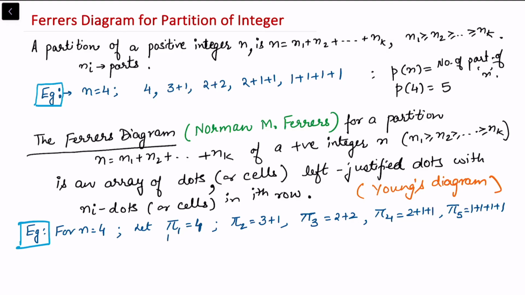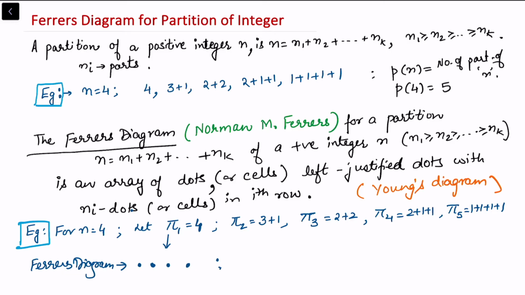Now say I want to draw the Ferrers diagram corresponding to this one. The definition says there have to be ni dots or cells in the ith row. So in the first row, since there is only one number here, corresponding to this I will pick up the 4 dots, 1, 2, 3, 4. These are the 4 dots and these dots have to be left aligned. In this case there is only one part, so this becomes the Ferrers diagram. This is the Ferrers diagram that I am showing here.